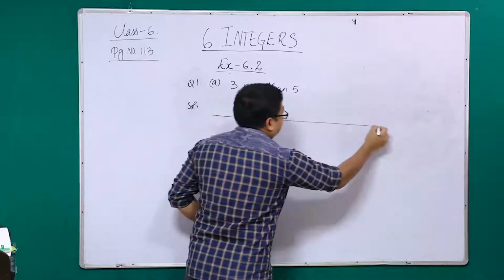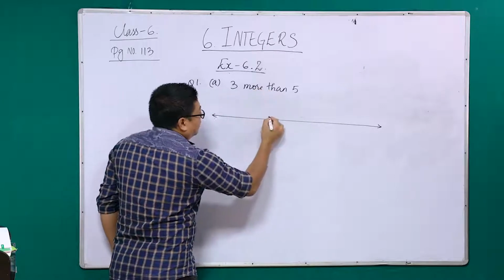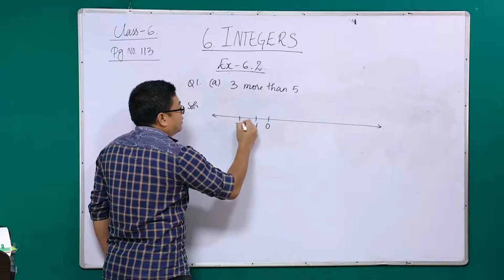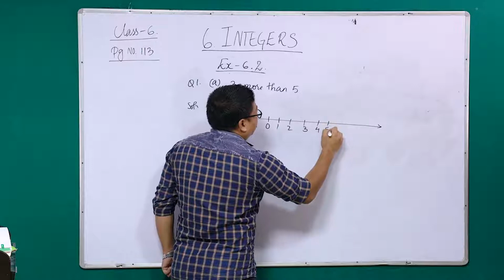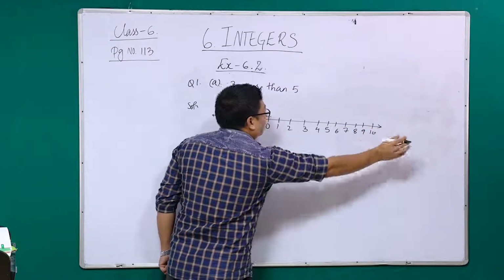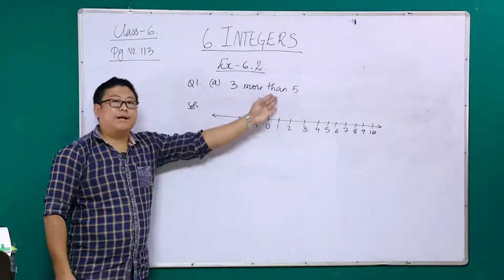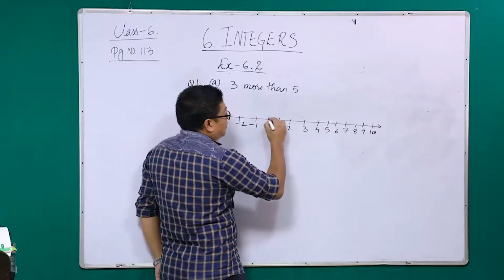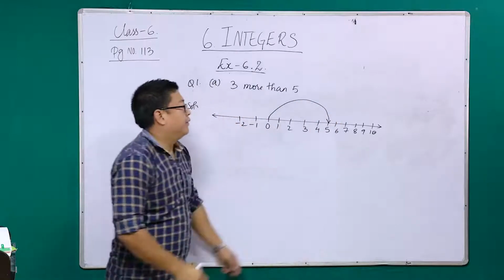So, to do this, we are supposed to draw a number line. And we will mark this as 0. Since I need positive numbers, I'm leaving out the negative part. 1, 2, 3, 4, 5, 6, 7, 8, 9, 10. It goes on. We'll write till 10. Now, 3 more than 5. So we'll start with 5. So to locate 5, I will start from 0. Always start from 0. This is your 5.